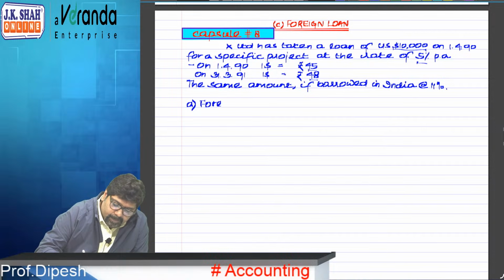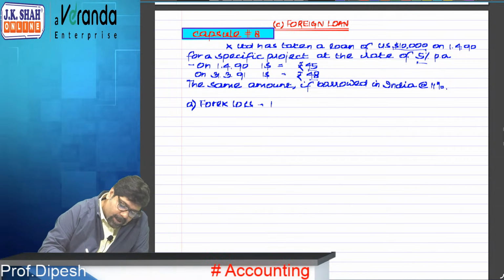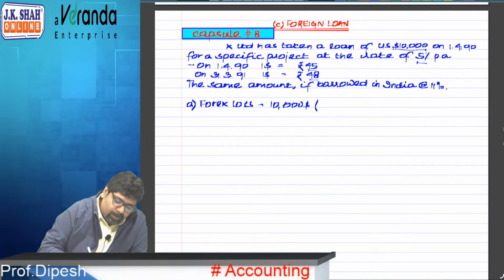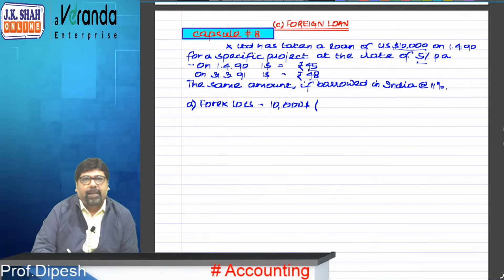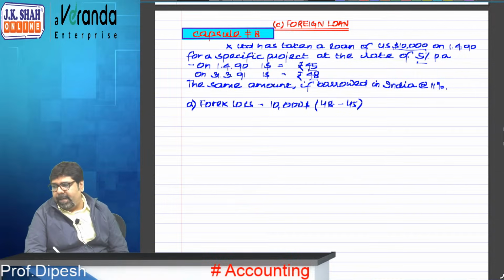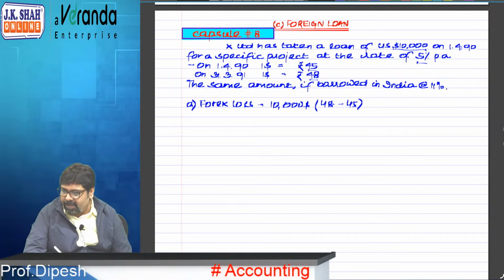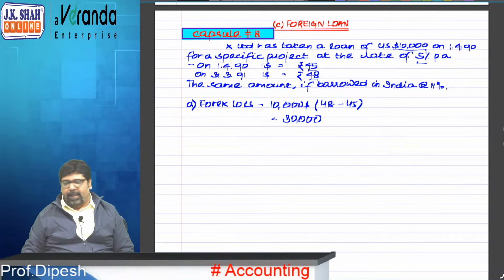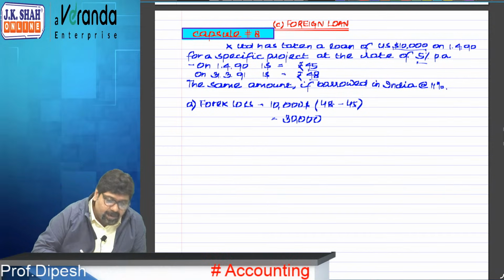Forex loss is how much? $10,000 you had taken a loan. Yes. When you took the loan, what was the rate of the dollar? 45. What is the rate of the dollar now? 48. So 48 minus 45. How much is it? 30,000. There is a loss of 30,000.